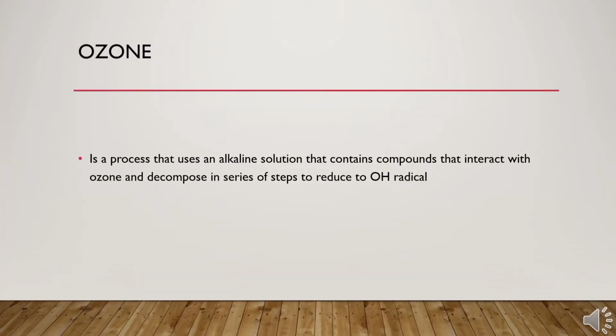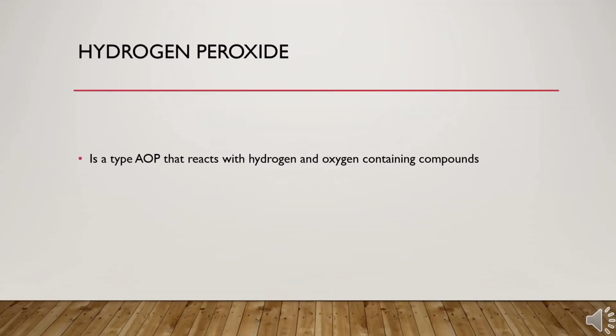In the advanced oxidation process, we have the ozone step, which occurs in an alkaline solution where the hydrogen-containing compound interacts with ozone to decompose and to produce the hydroxyl radicals. The ozone can be used on its own at a higher pH level due to the abundance of hydroxide ions. We also have the hydrogen peroxide step, where the hydrogen peroxide reacts with compounds containing hydrogen and oxygen in a less complicated manner.